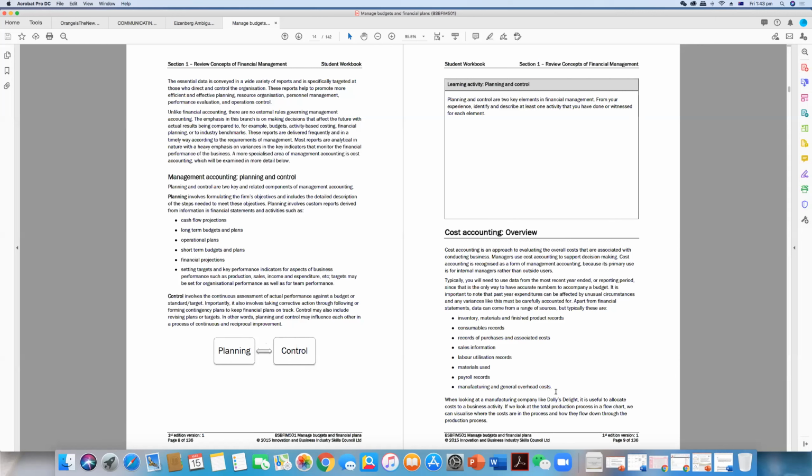So cost accounting, an overview. Cost accounting is an approach to evaluate the overall cost associated with the conduct of a business. So we only talk about the cost, the accounting of that. And apart from financial statements, data can come from a range of sources. They include inventory, materials, finished product records, consumer records, like those. You can read by yourself.